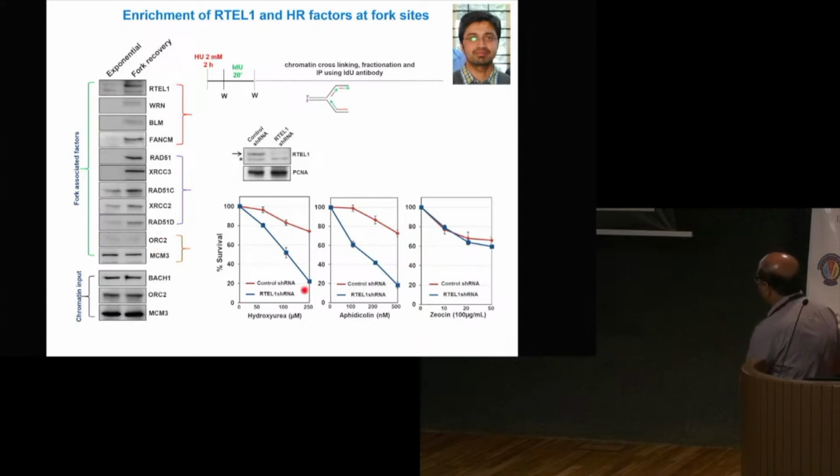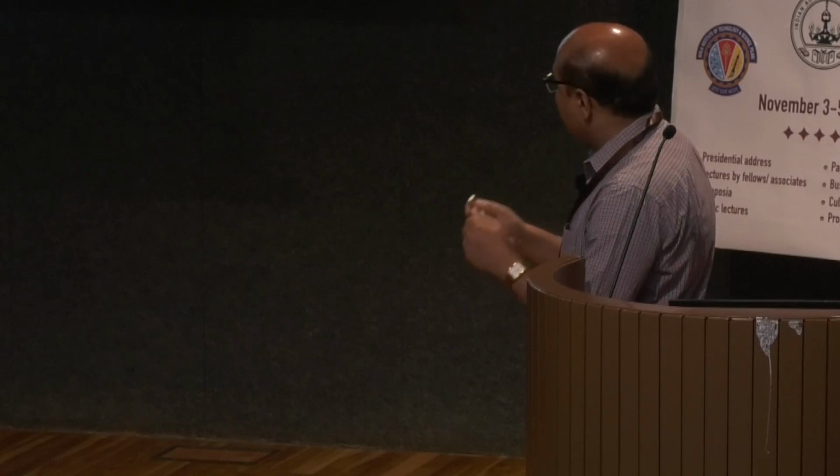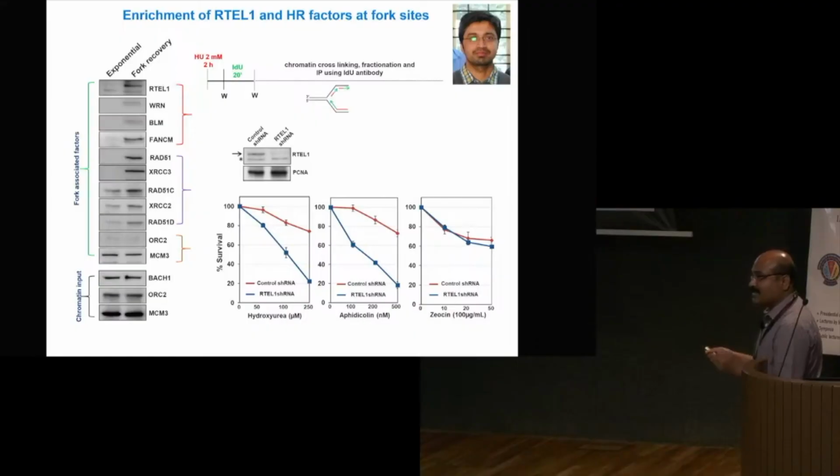Later, to understand the role of the RTEL1 helicase in the replication context, we subjected the cells to hydroxyurea as well as aphidicolin. Both cause replication stress. When we measured cell survival upon depletion of RTEL1, there is a high degree of cell death. But we don't see sensitivity in the context of zeocin, which induces DSBs. This gives us a separation of functions: its role in the replication stress context, but not in the DSB repair context.